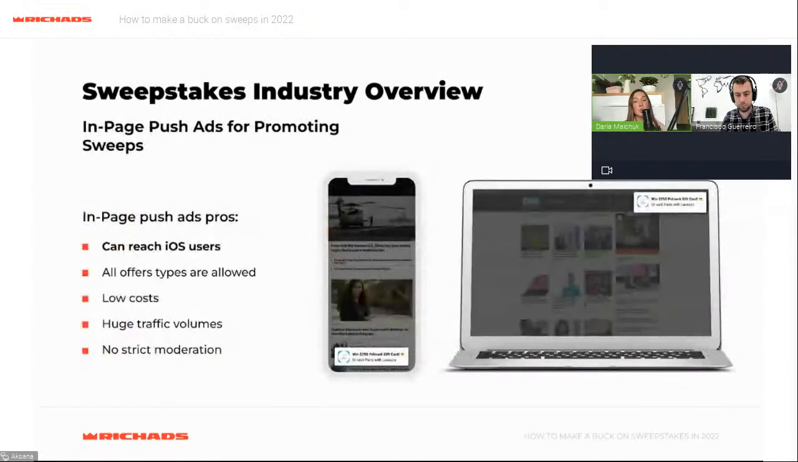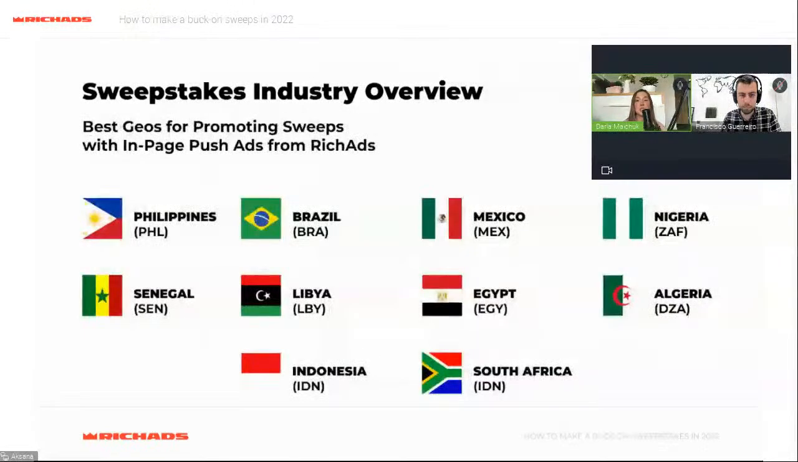In-page push is a good option for sweeps too. The main difference between classic push ads and in-page push is that in-page push can reach iOS users. It is a great plus and a huge audience to promote offers to. The in-page push appears on the website page like a pop-up banner, but this banner looks like a notification. In-page push has the same advantages as ordinary push ads have, plus they're visible to iOS users as we have mentioned before. Here are the best geos to launch sweeps on in-page push from RichAds.